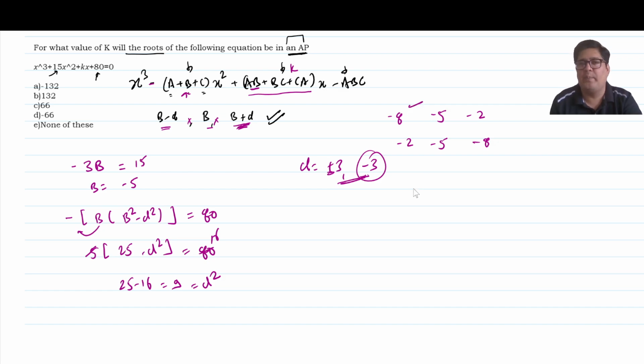Now I am looking for A into B. Let us say A into B is 40, B into C is 10, and C into A should be 16. So the addition of AB, BC, CA, which is equal to K, turns out to be 66. Answer option C.